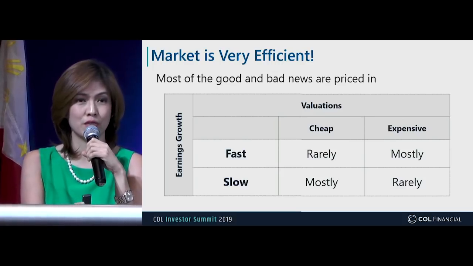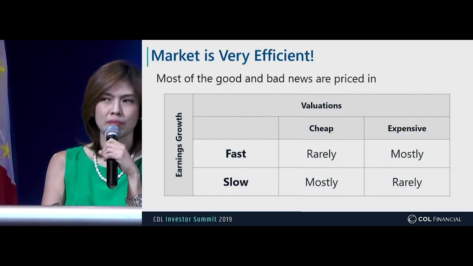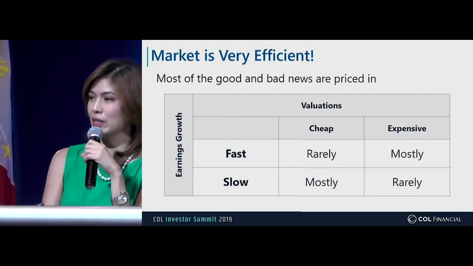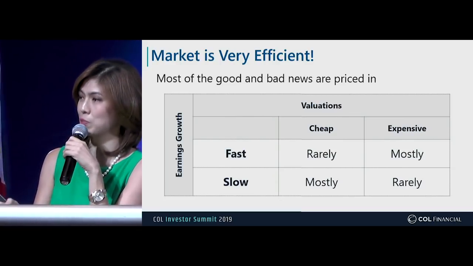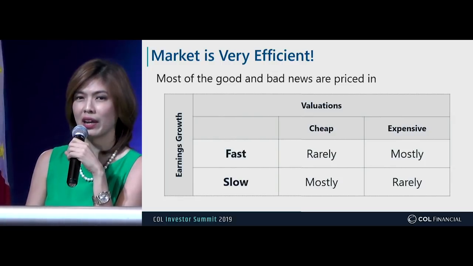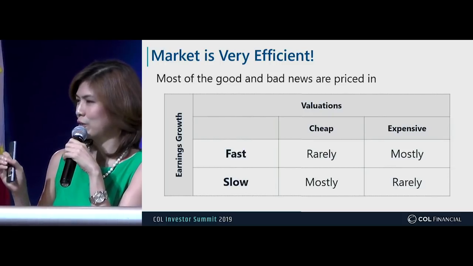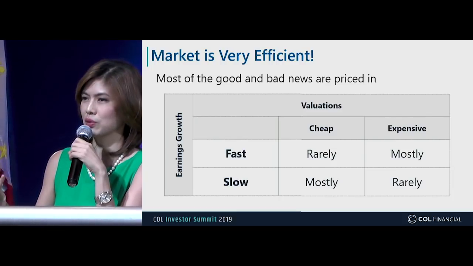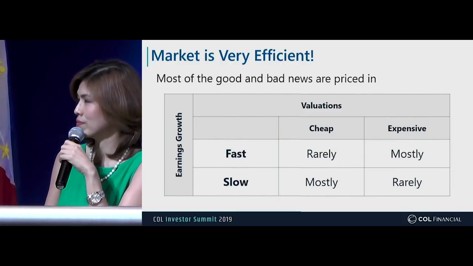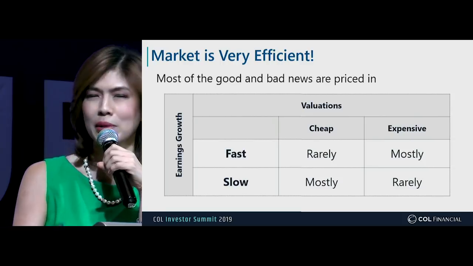This is because markets are very efficient. And most of the time, you will see everything is priced in. If a company is delivering strong earnings growth, it will most likely be trading at an expensive valuation. Yung mga mura is yung may mga problema. Diba? Well, that said, there are rare times or opportunities when rapid earnings growth stocks will be trading at cheap valuations. And slow earnings growth companies will be trading at expensive valuations, but very rarely.